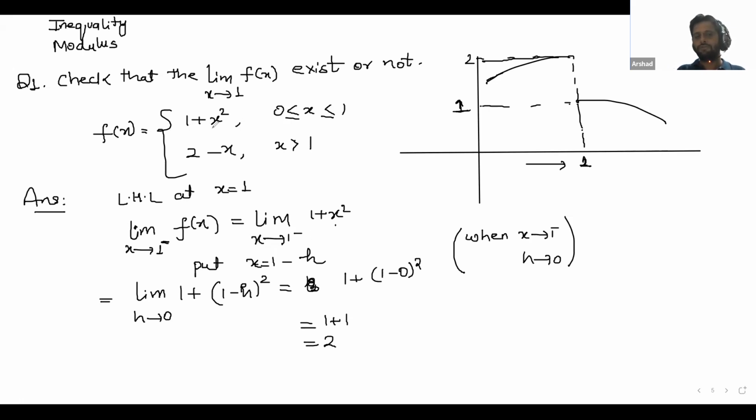Now, for example, here we have the function f(x) is equal to 1 plus x squared when x is greater than or equal to 0 and less than or equal to 1. The second function is 2 minus x when x is greater than 1. Okay, so we have these two functions.